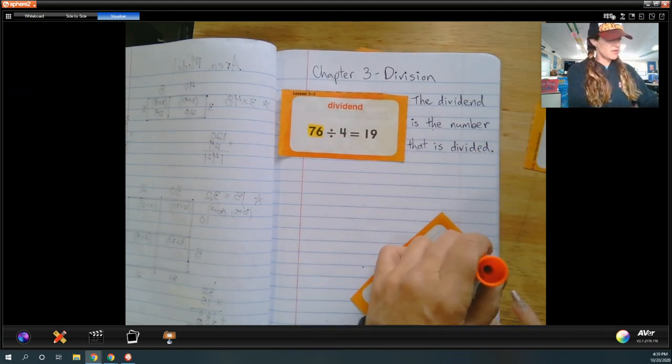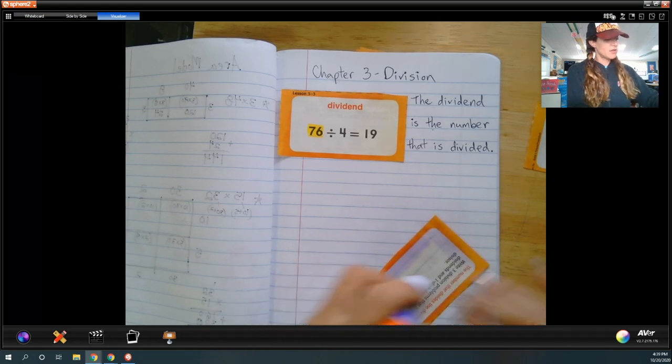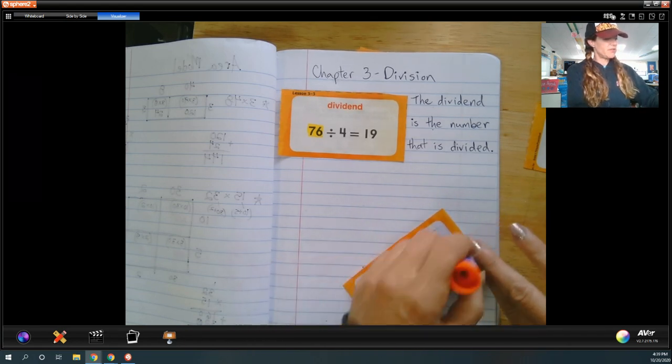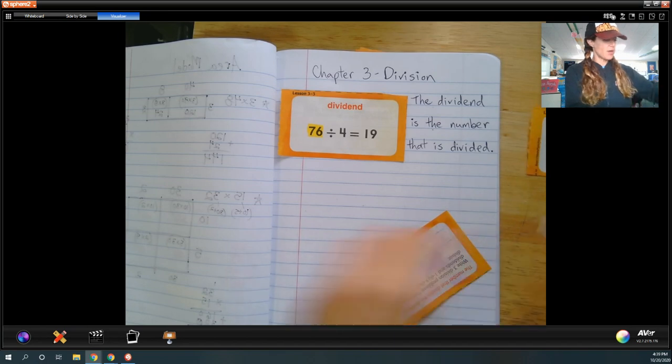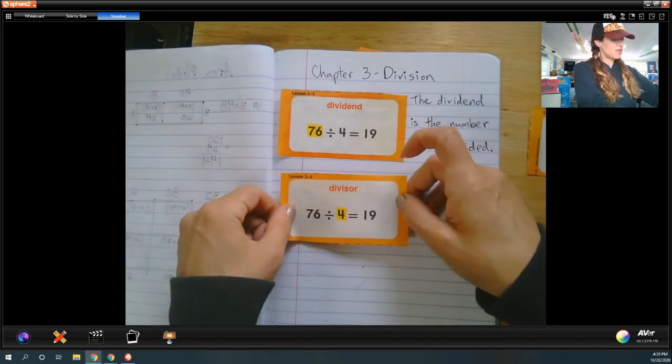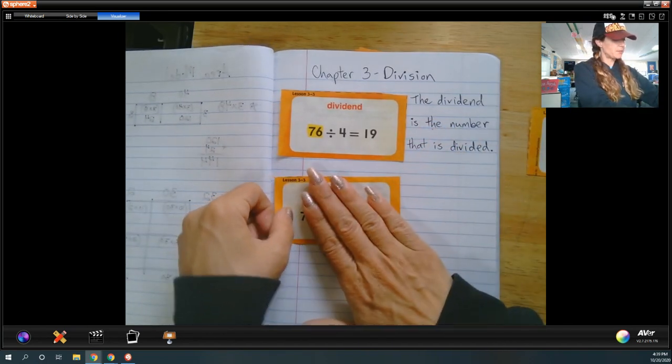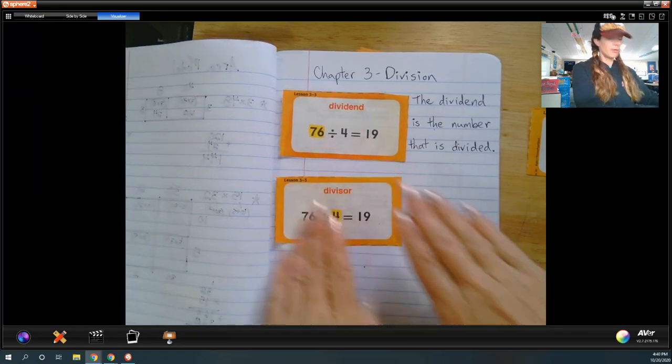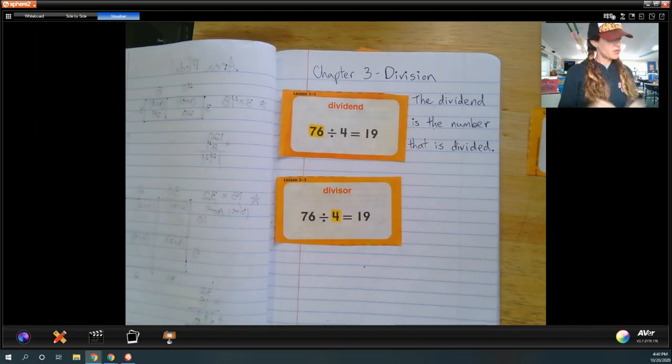So the next one is the divisor. These are tricky because both words have this root of div, which means to separate. I think it's Latin, not Greek. I will Google it and double check. So the divisor is the number of groups we want.